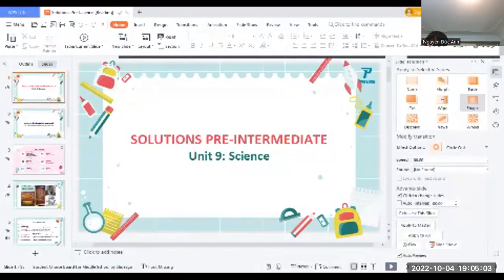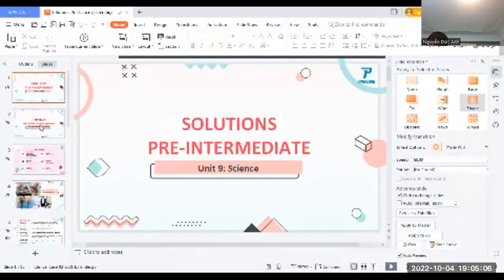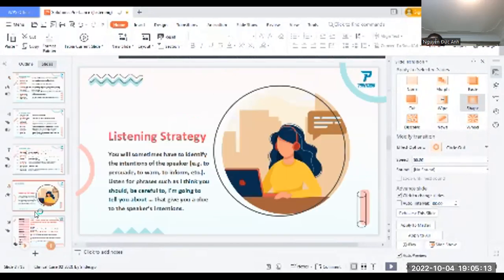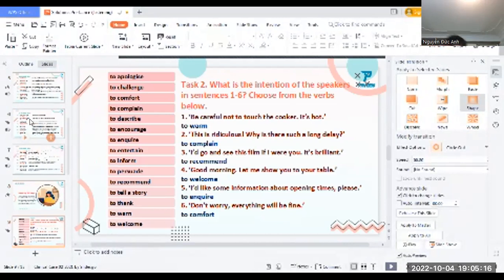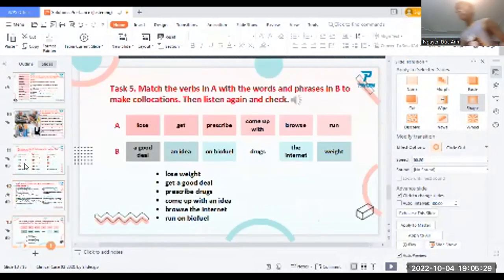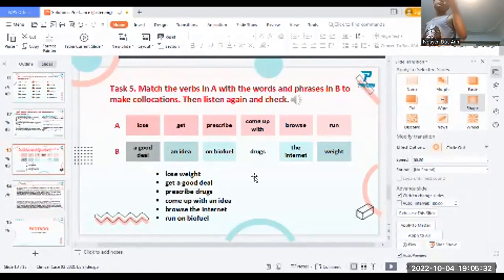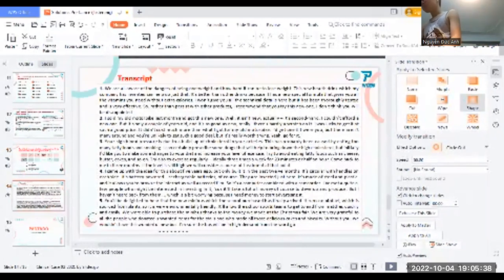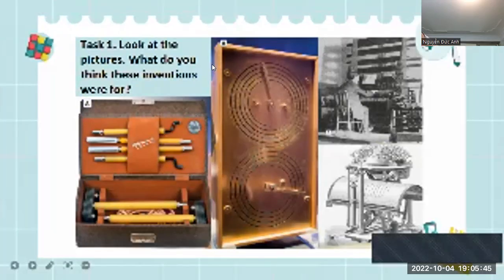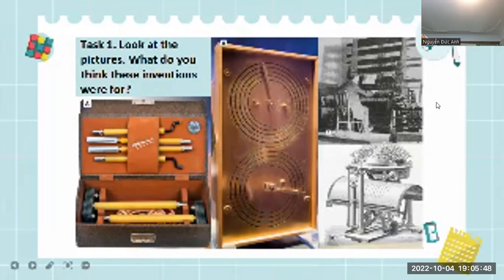Okay. So here, 9C listening. We're done with this one, also this one. How about this one? Are we done with this one, Anne? Yes, we're done. Also this one. So we are now in D. Okay. So here in task one, Anne, I want you to look at the pictures. What do you think these inventions were for?